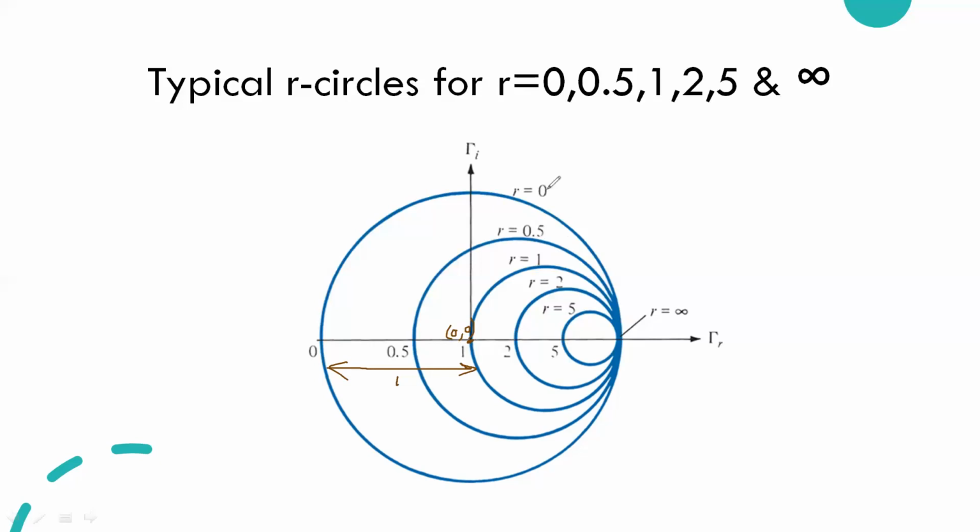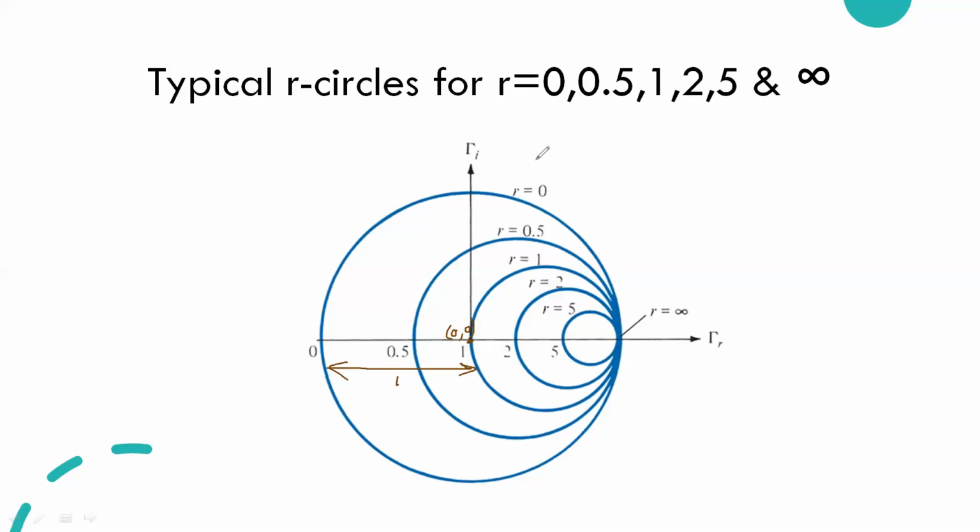If the resistance value is continuously increasing, what about our radius? The radius continuously decreases. Resistance value increases, radius continuously decreases. So from 0 to infinity, resistance increases, and at infinite resistance value, your radius is 0. That is, the r circle becomes a point. This is about r circles.